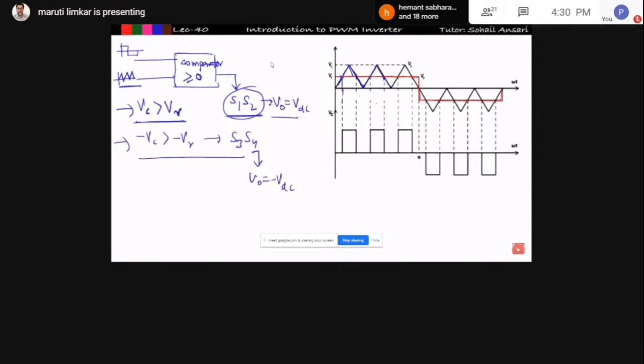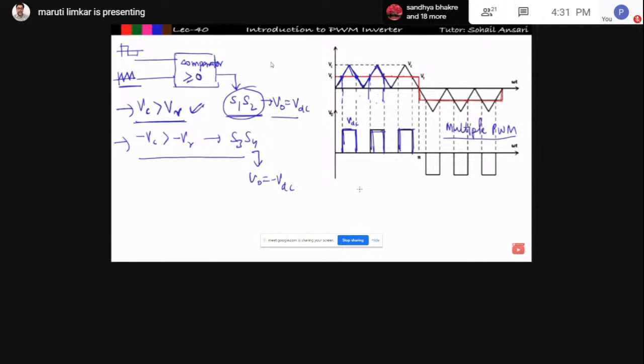See here, after this point and before this point, the carrier voltage is greater than the reference voltage. So when the carrier voltage is greater than the reference voltage, the output voltage I will get is equal to VDC. This is my VDC. In the same way, the carrier voltage is greater than the reference voltage in this range, so the output voltage I am getting is something like this. So this is the output voltage of the multiple PWM technique.